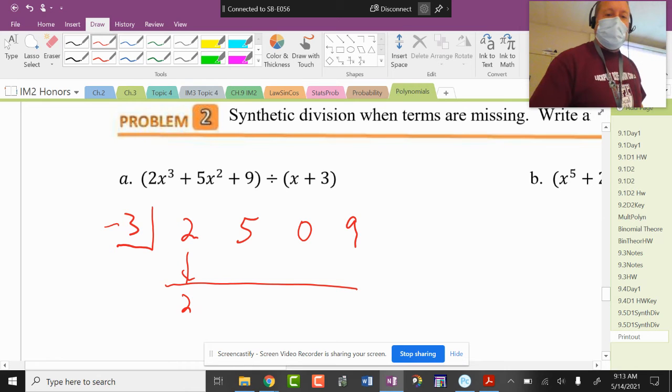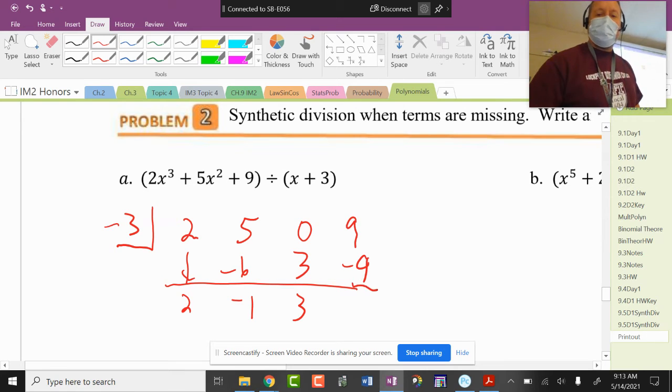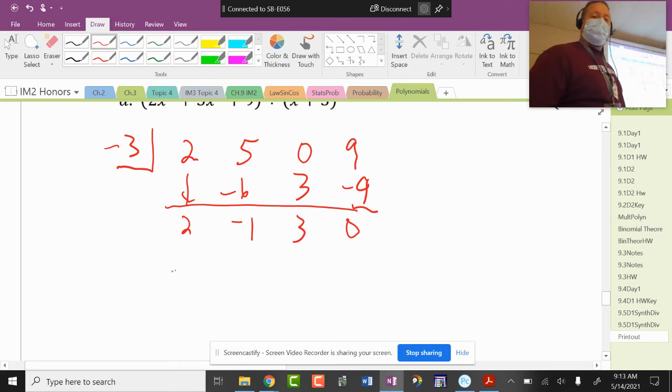First step, 2, -6, 3, 3. Ayo! What just happened for the first time in forever? What just happened? No remainder. What does that mean? X plus 3 is a factor.